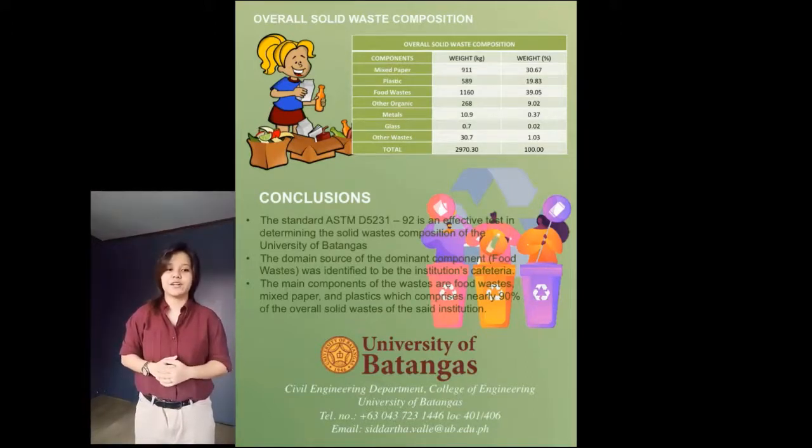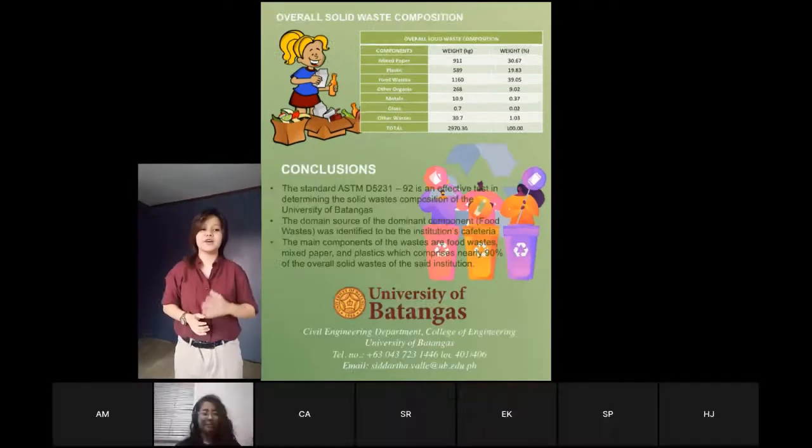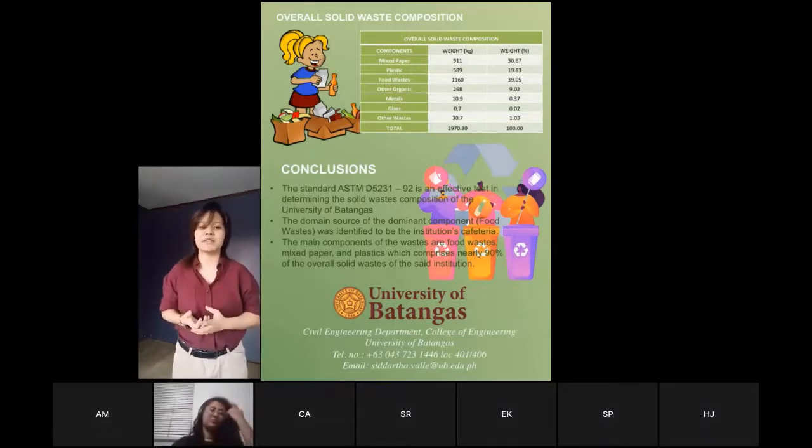Therefore, we conclude that through following the ASTM D5231-92, we have been successful in highlighting the composition and characteristics of the solid waste in the university. The main source of the dominant component, which is the food waste, was identified to be the institution's cafeteria.